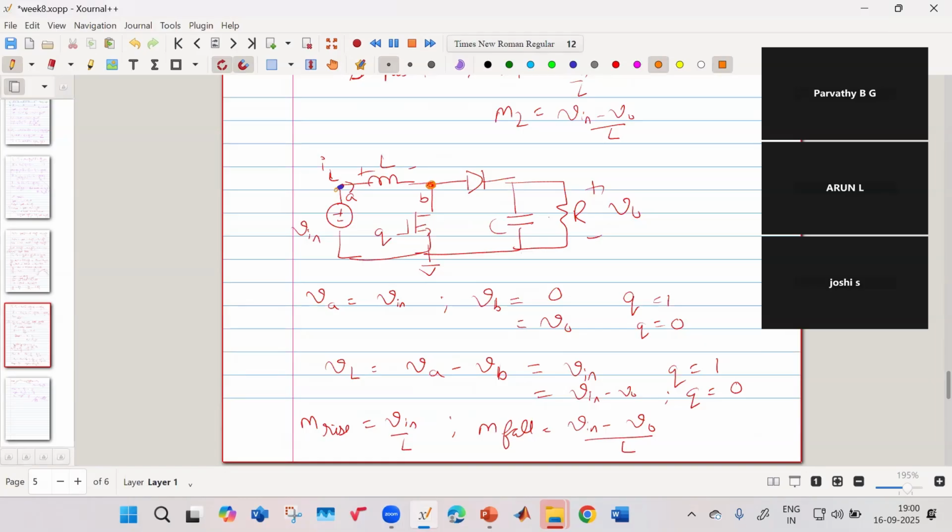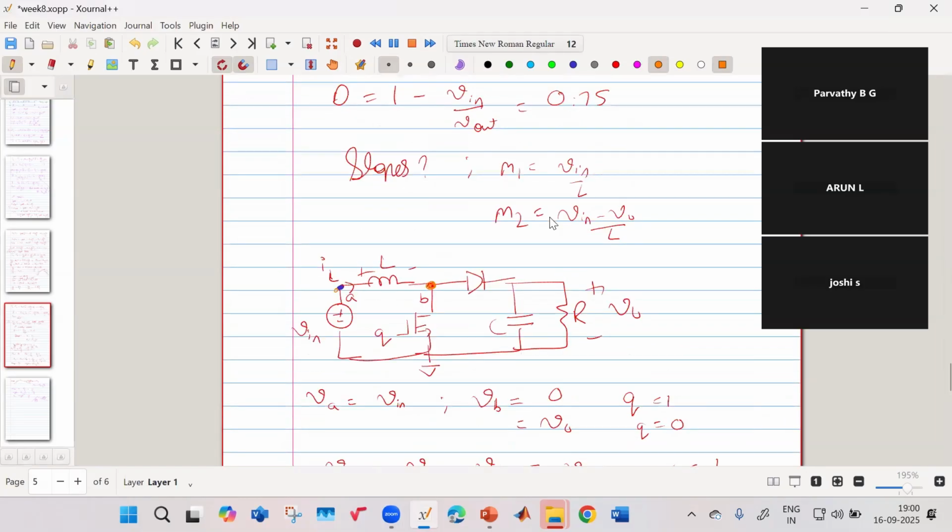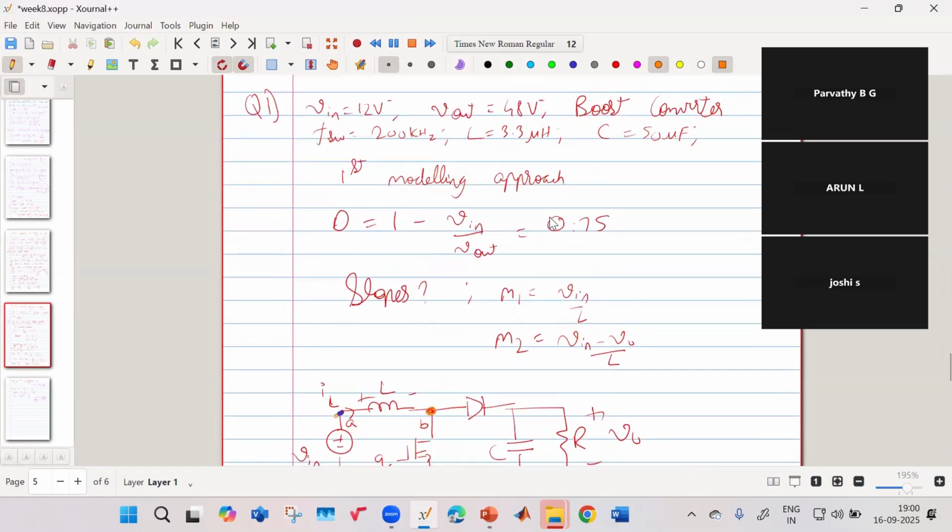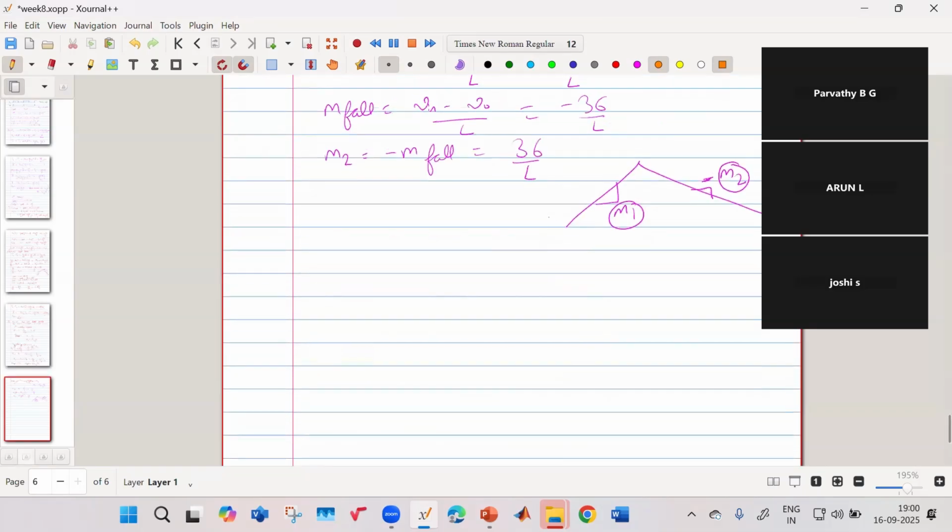So very good. You have understood this. So where did we deviate? Slopes. We were talking about the slopes. So that's why your M2, as per Sir's definition, is actually equal to V0 minus Vn upon L, right?